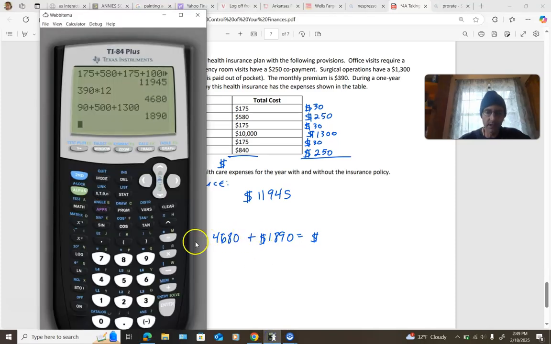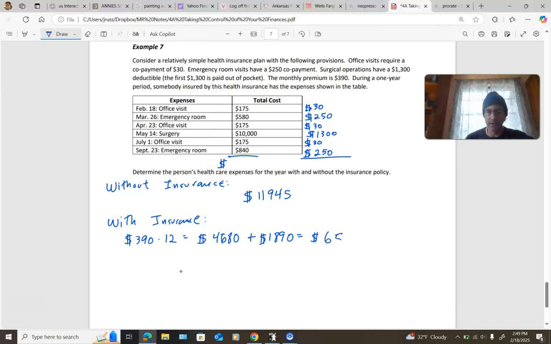All right, well, let's add these two together. 4,680. All right, so 6,570. Okay, so you can see here that simply by having insurance, you're saving yourself over $5,000.